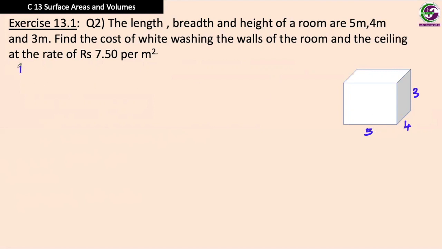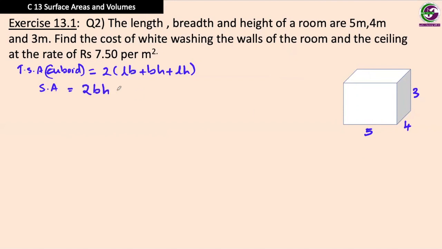So let us write down: total surface area of a cuboid is 2 times LB plus BH plus LH. But here, the floor is ignored, which means L and B is ignored. So we have to take only one LB. So we have 2 BH plus 2 LH plus 1 LB.